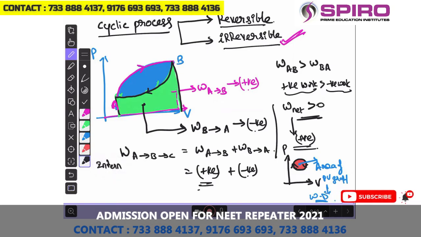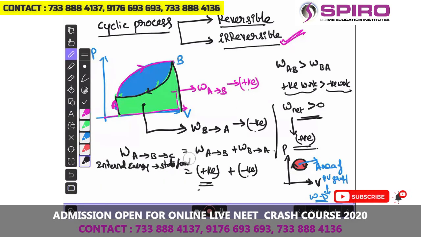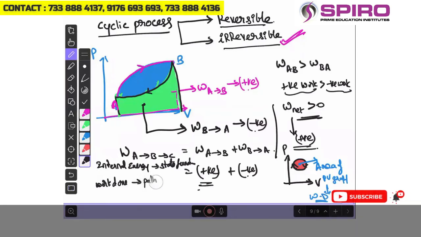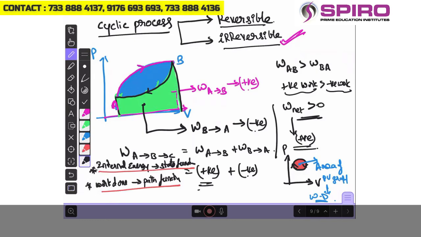Internal energy is a state function, and work done will be the path function. Okay, this is the state function and this is the path function. So these two points we have to remember carefully. These are very, very important points, right?